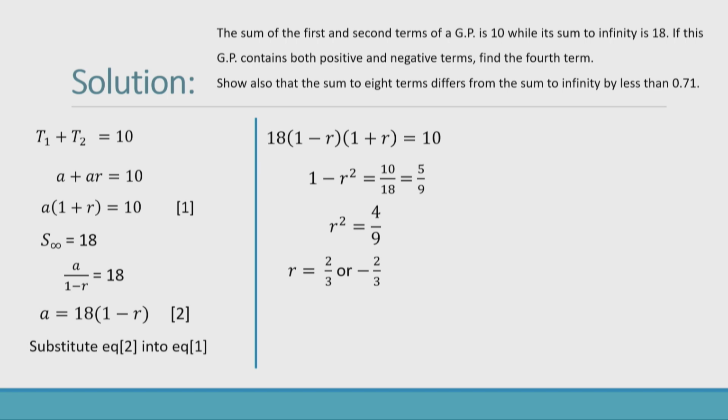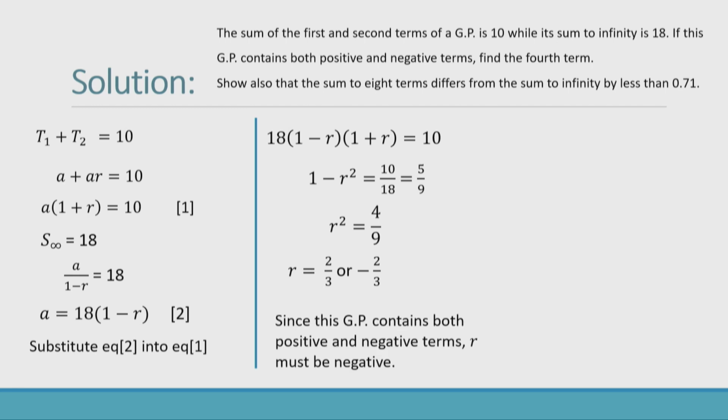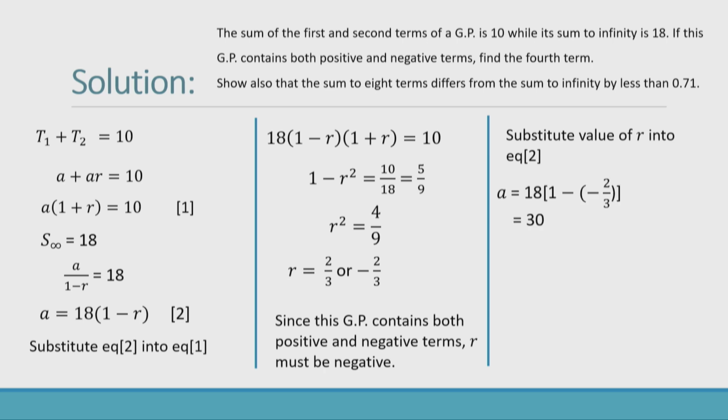Now in this question, we were given the GP contains both positive and negative terms. So this means that here r must be negative. So I replace r, which is equal to minus 2/3, into equation 2. And I get a to be equal to 30. Now I need to find the fourth term. So T4 will be ar cubed, which is equal to negative 8 over 9.